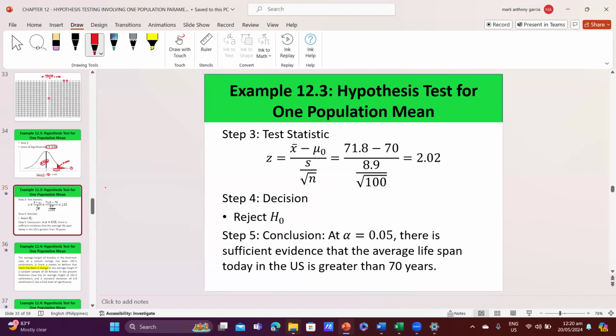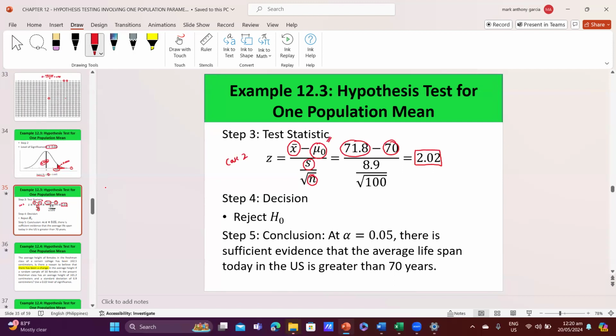Now for step 3, we will compute for the test statistic. So using this formula in case number 2, our x bar is 71.8. Our hypothesized value of the population mean is 70. Our sample standard deviation is 8.9, and the sample size is 100. So using our calculators, we compute it as 2.02.